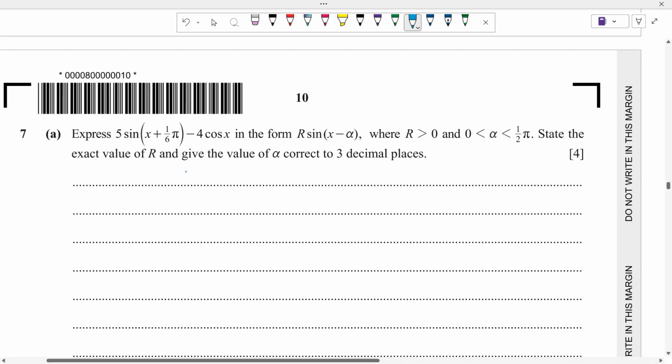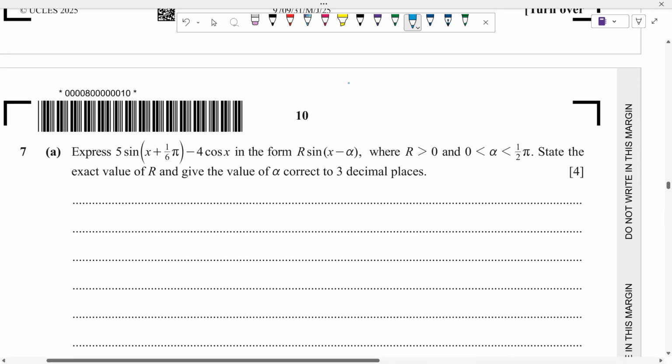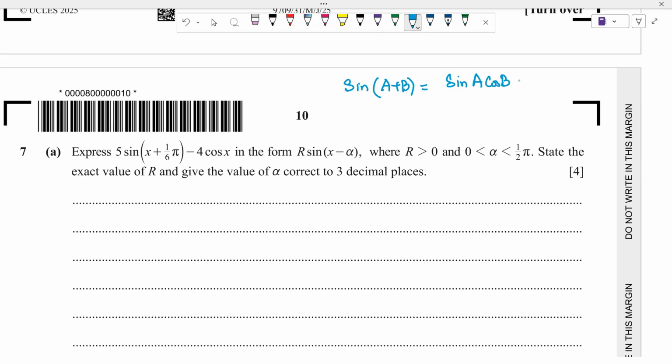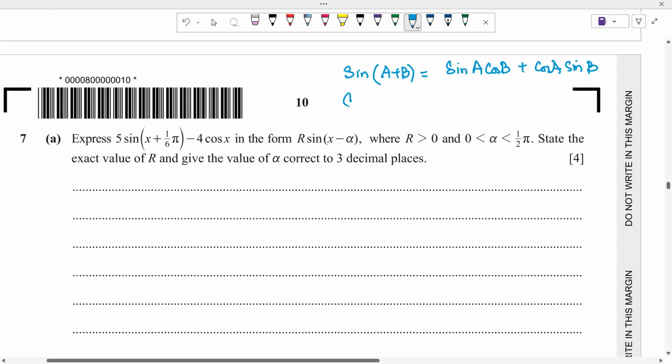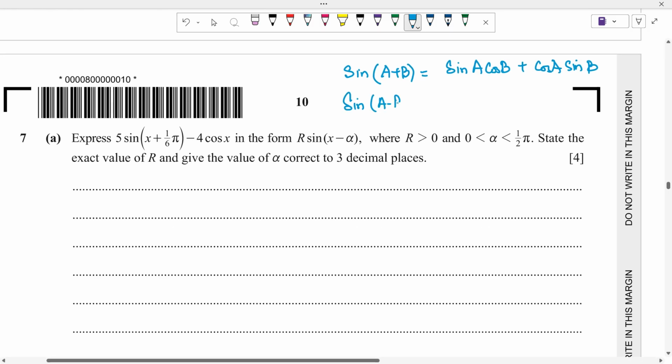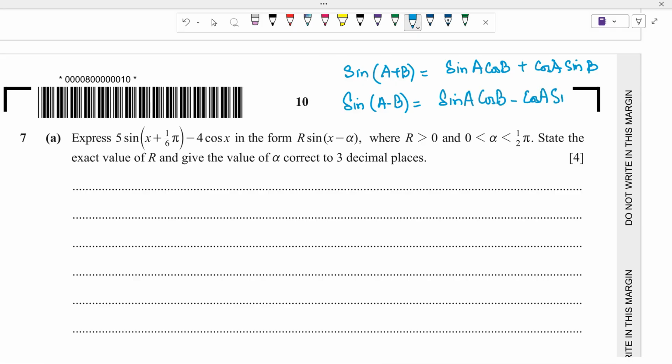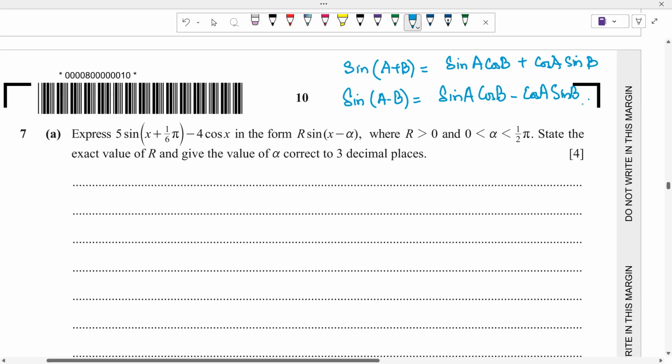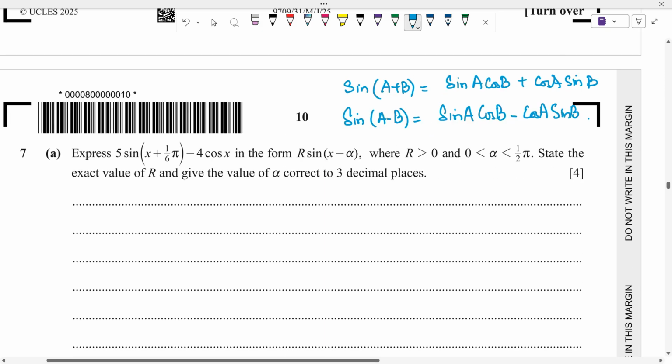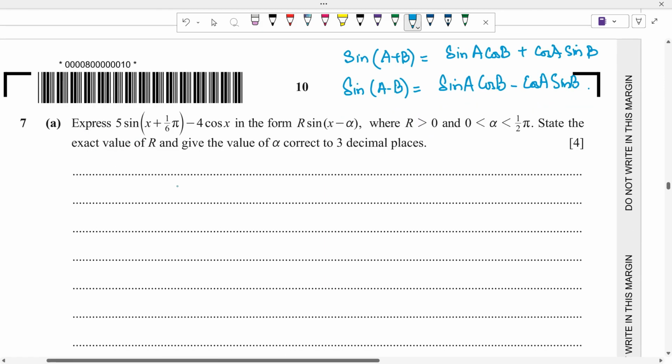Okay, to solve this question, we need two identities. First, we should know that sine (A + B) is equal to sine A cos B plus cos A sine B. Similarly, sine (A − B) is equal to sine A cos B minus cos A sine B. These are the two identities which we will use while solving question number 7.